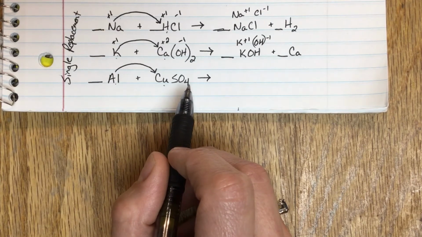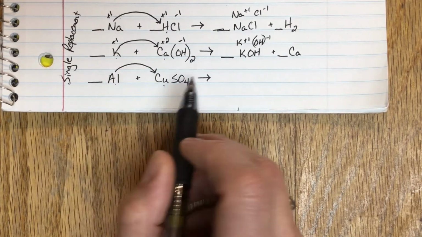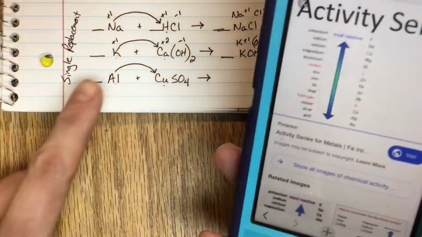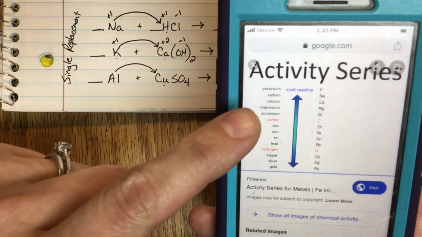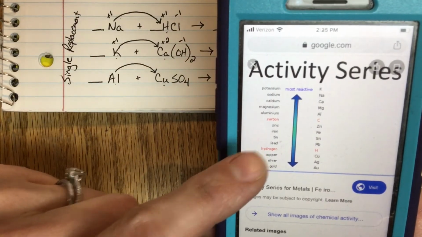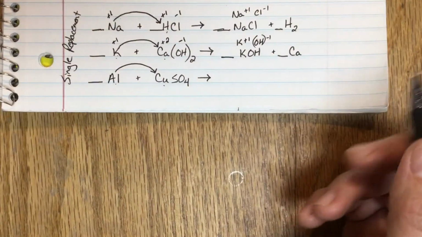it? Our lab that we did. So aluminum with copper 2 sulfate. Is aluminum higher than copper? Look here. Aluminum is right here and copper is all the way down here. So yep, this one's going to happen as well.